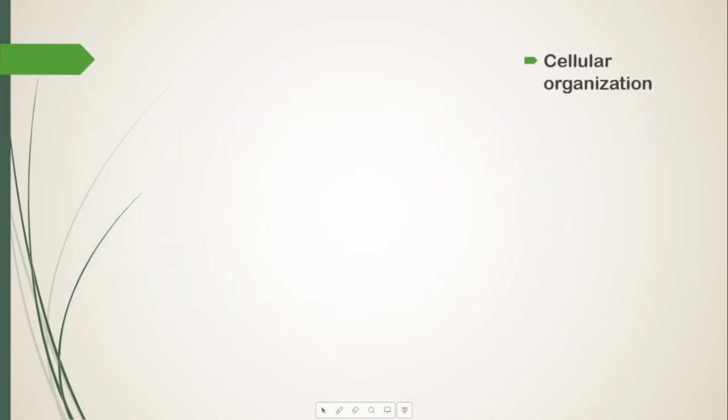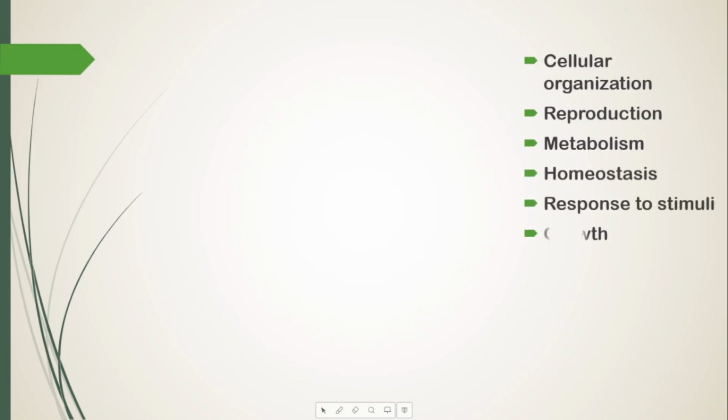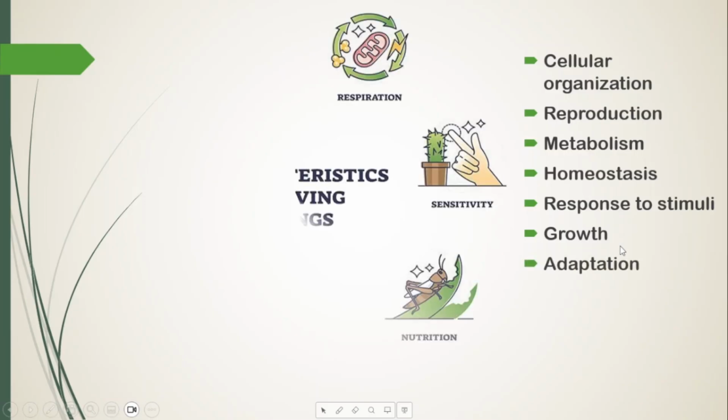All living organisms like plants, animals, humans, and even tiny bacteria have something common in them. They all show certain characters that prove they are living. Let's explore each one of them step by step. So all the living organisms have cellular organization, reproduction, metabolism, homeostasis, response to stimulus, and growth and adaptations.